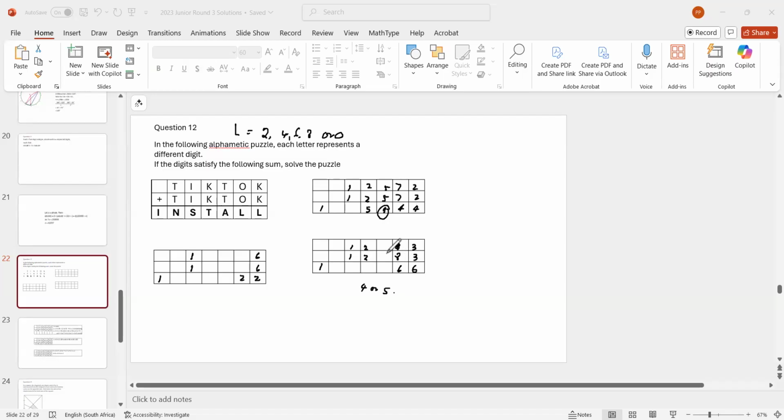Now you carry 1, and so when you add these 2, you're going to get an odd number here. Carry 1, and these 1 plus, so this is going to be an odd number. Right? So you can try out 4, and you can try out 5.